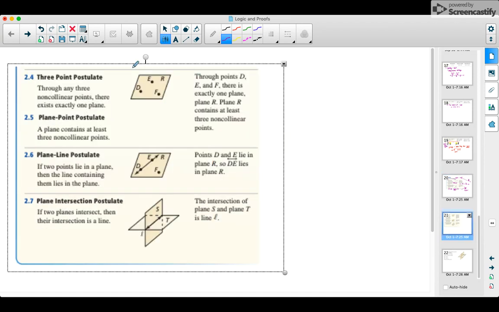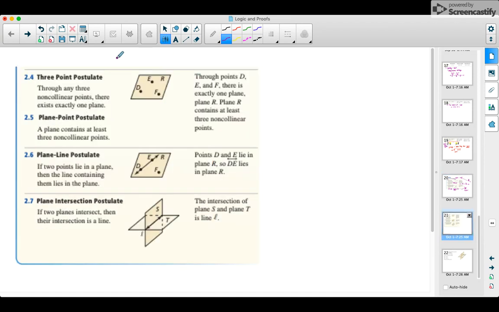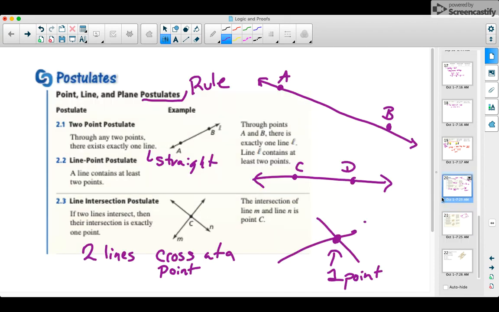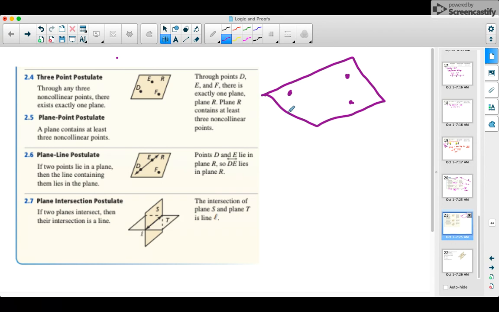Moving on, the 3-point postulate. If there are any 3 points that exist in space, just 3, then there is one plane that connects all of them together. Only one. So it's kind of like the same idea as this. 2 points make a line, 3 points make a plane. And it again works in reverse. If I have a plane that exists in space, then there are 3 points that land on it.